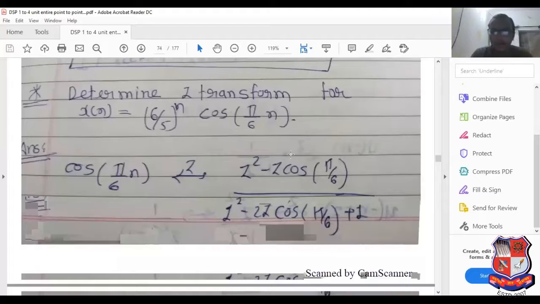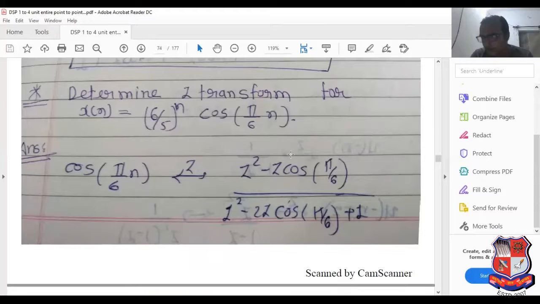Now the third example. Determine the z transform for x of n equal to 6 by 5 raised to n cos pi by 6n. So first of all, what is the z transform of cos pi by 6n? z square minus z cos omega 0. Put omega 0 equal to pi by 6. See this, divided by z square minus 2z cos pi by 6 plus 1. So what is the cos pi by 6? 1 by 2.